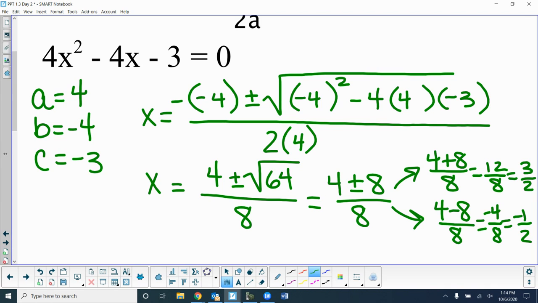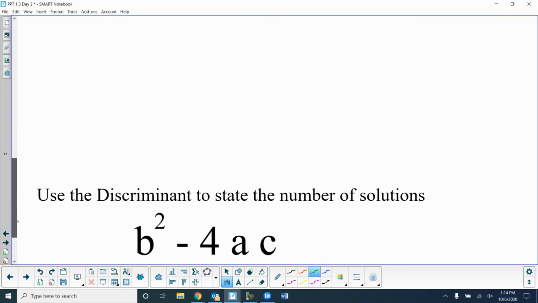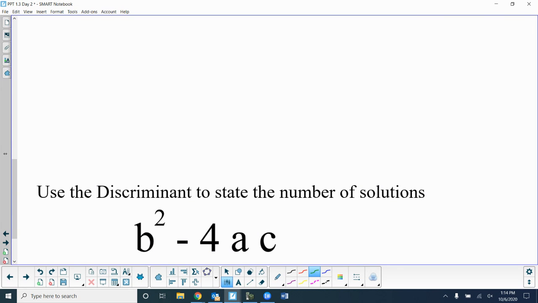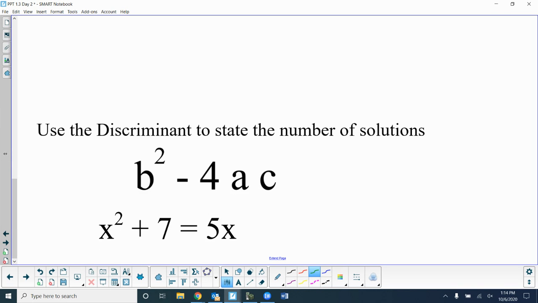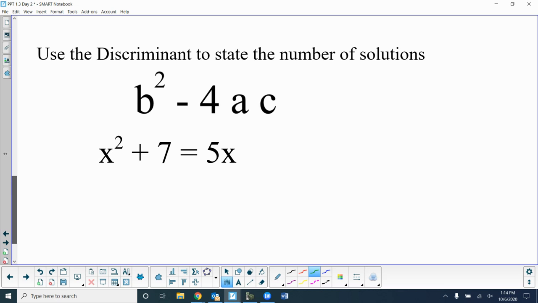Any questions? Okay, the only other thing I want to show you here, they talk about the discriminant. All right, that's the discriminant. That's the part that's under the radical sign, that's b squared minus 4ac. Okay? It says use the discriminant to state the number of solutions. So they're going to give you a problem. And instead of actually finding the solutions, they're just telling you to state if it's got 2 real, 1 real, or 2 non-real. That's the 3 possible answers.